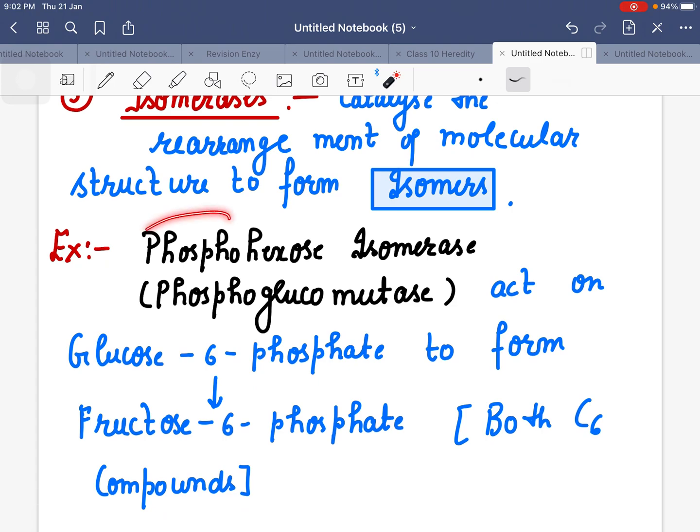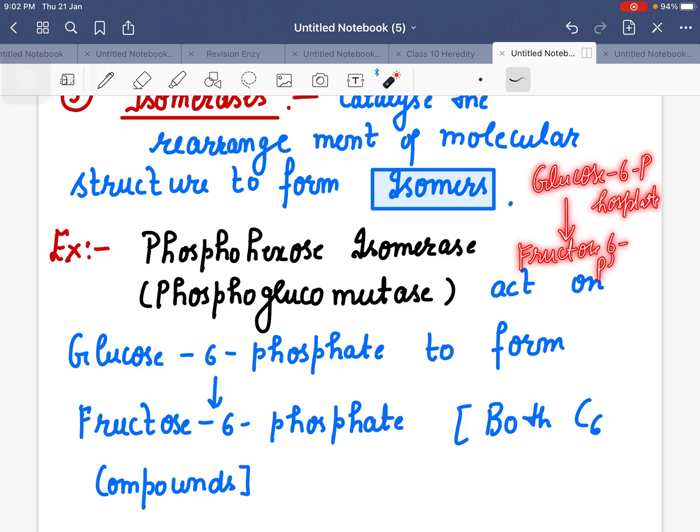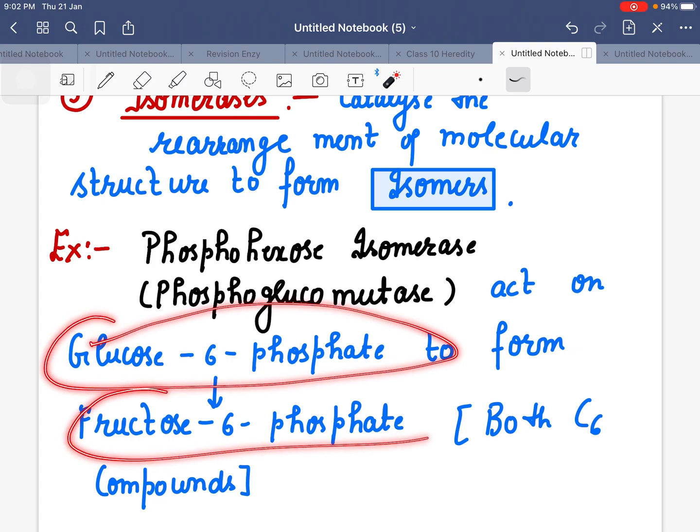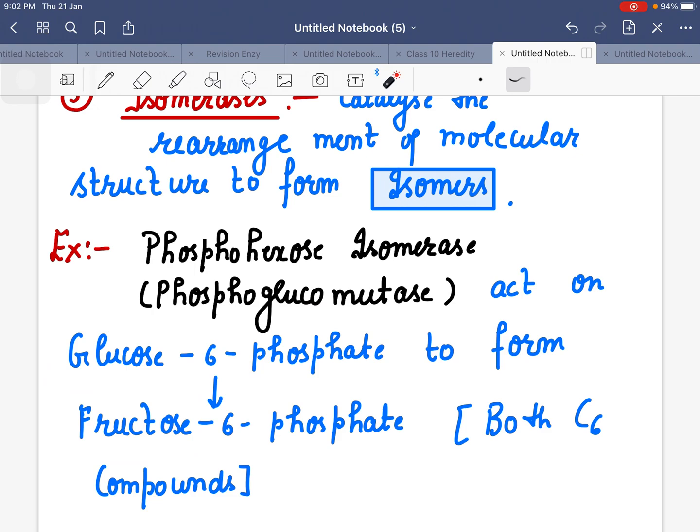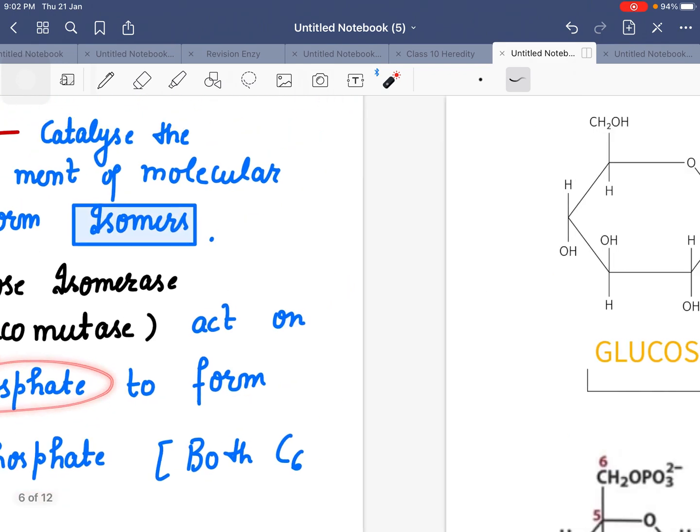phosphoglucomutase, phosphohexose isomerase. Suppose now I'm making glucose 6 phosphate. I already have in my hand glucose 6 phosphate. I want its isomeric form, fructose 6 phosphate. What will I add? I will add isomerase, right? So basically they act on glucose 6 phosphate and it will form fructose 6 phosphate. You are not adding any phosphate group here. You are only arranging the structure.